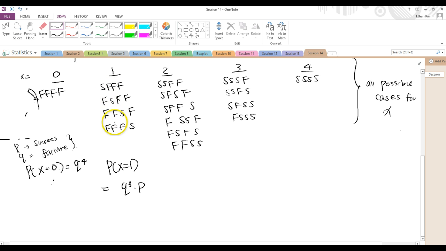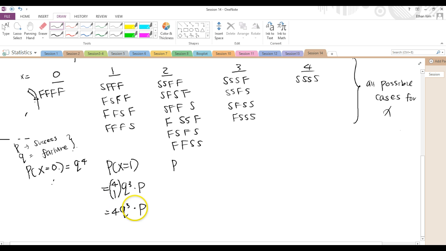So what we do here, since we have 4 students, and we're just choosing 1 to be the success, we do 4 choose 1. So this is going to be what? 4 times Q to the 3 times P.